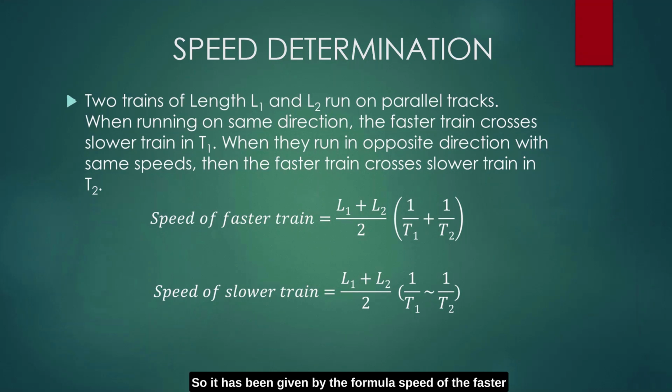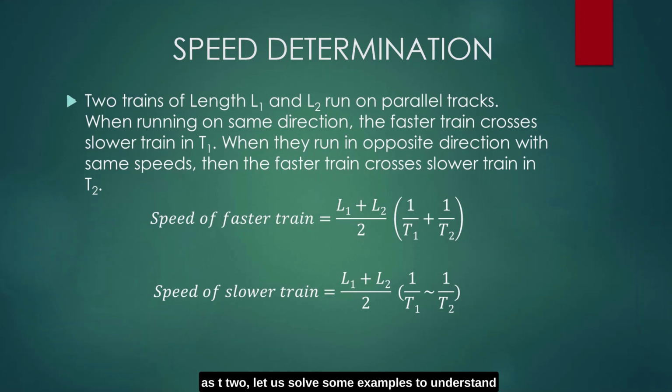So, it has been given by the formula: speed of the faster train is equal to (L1 plus L2) by 2, the whole multiplied by (1 by T1 plus 1 by T2). Speed of the slower train is equal to (L1 plus L2) by 2, the whole multiplied by (1 by T1 minus 1 by T2). Here, whichever time is found to be lesser from the question, that should be accepted as T1, and whichever time is greater in the question, that should be regarded as T2.